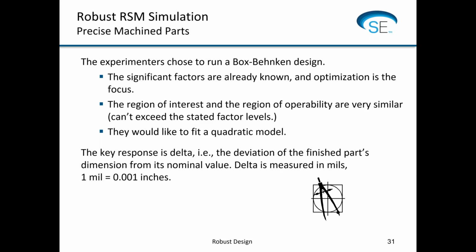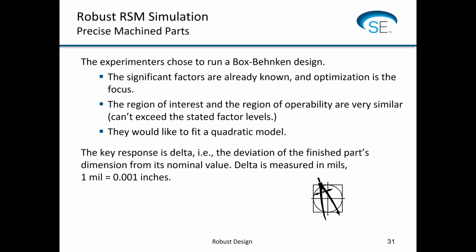We're confident the optimum is going to be within that region. We can't really operate the lathe steadily outside those regions. So in this case, the region of interest and the region of operability are very similar. They don't want to exceed those stated values. They want to fit a quadratic model. So they chose a design that would fill that space and allow them to fit a quadratic model without getting any points to fall out of that space.